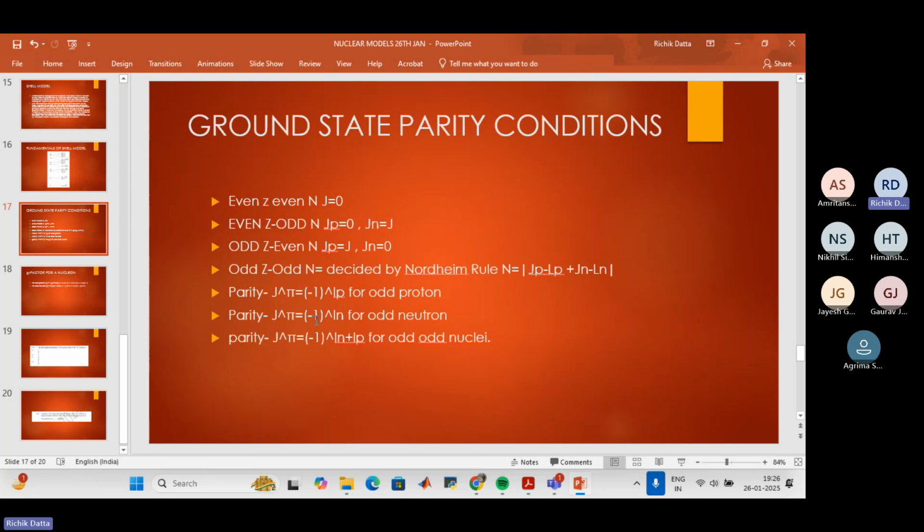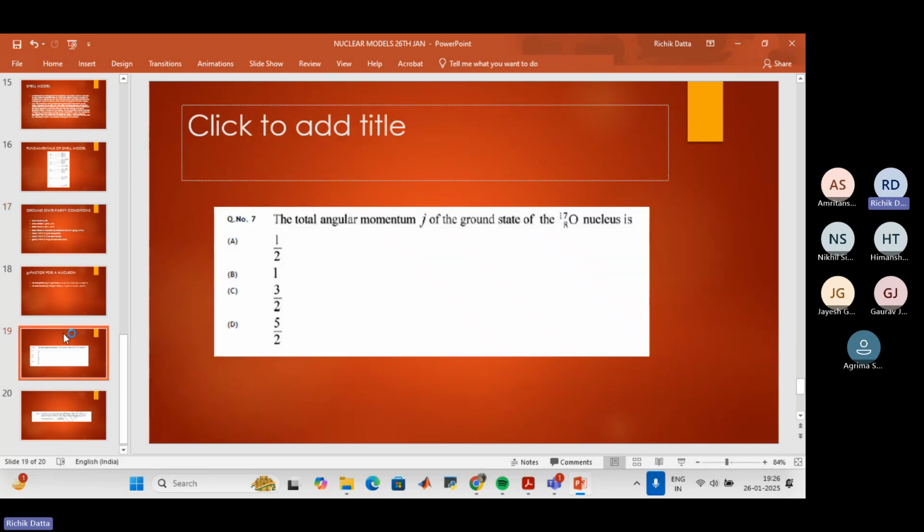So the final answer: here they have only asked the total angular momentum, but if they ask for the ground state spin and parity of the 17O nucleus, it will be 5 by 2 positive. That will be the right answer. If it were a p state, the parity would be negative.